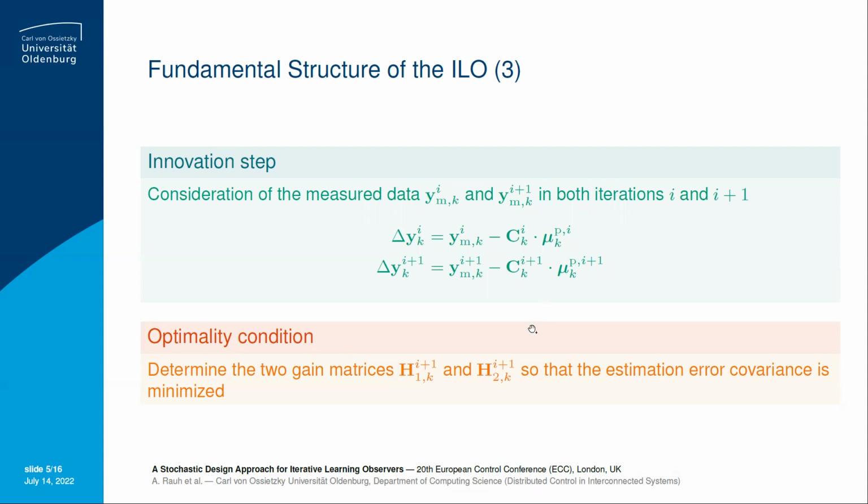Now our goal will be to optimize two gain matrices, a gain matrix H1 that is being used in order to weight the corresponding deviations in the old trial, and a matrix H2 that takes into account measurement deviations from the corresponding predicted outputs in the current trial.